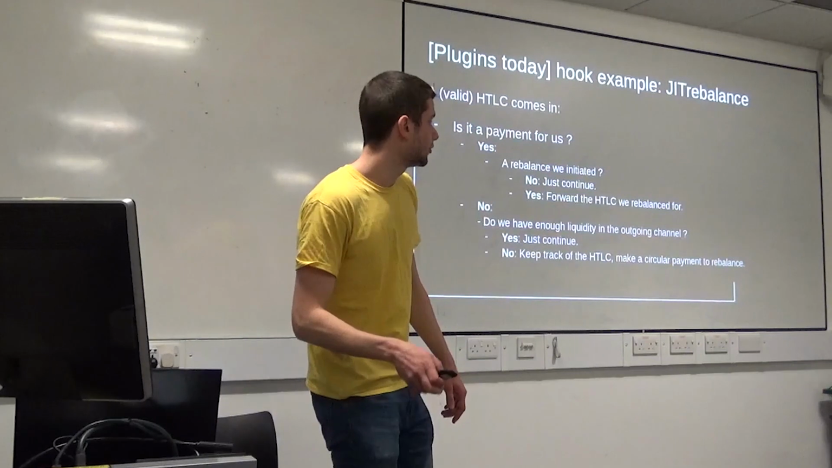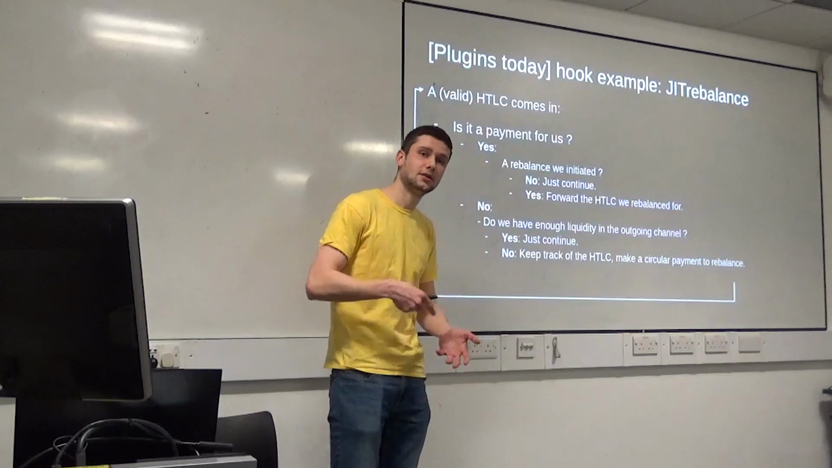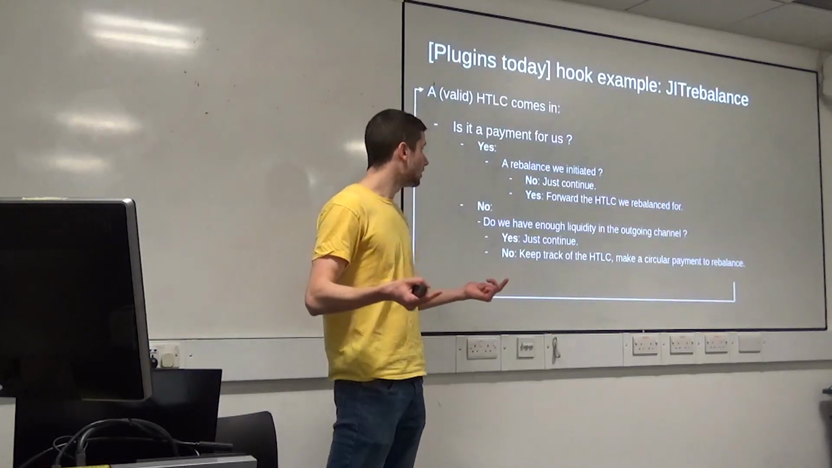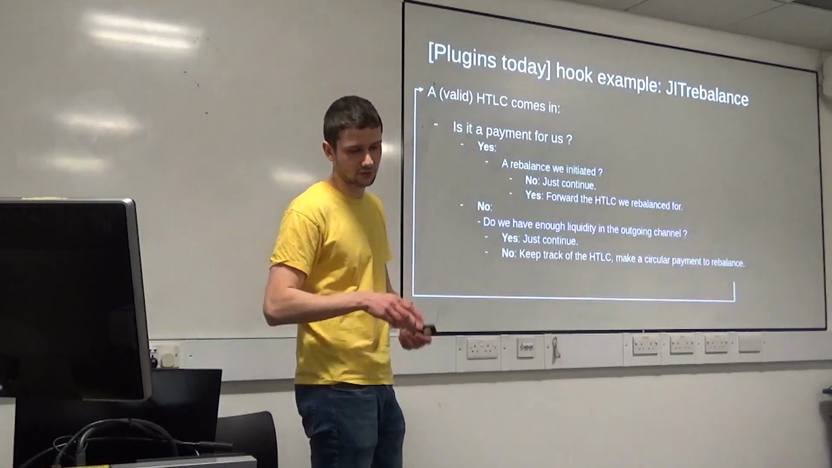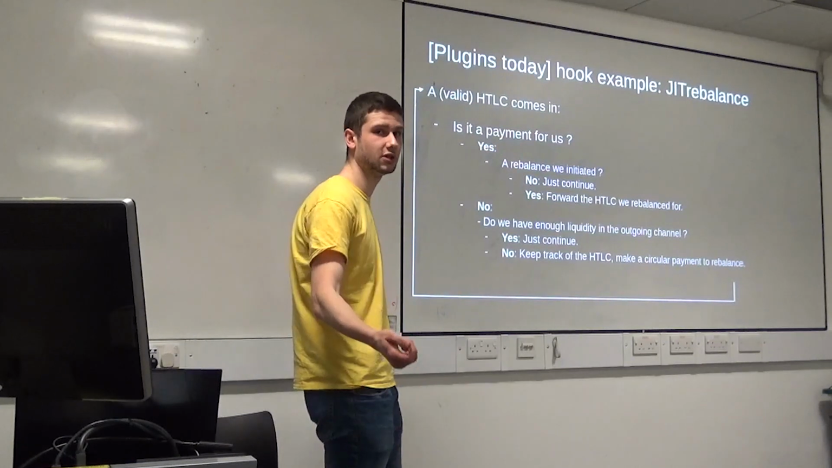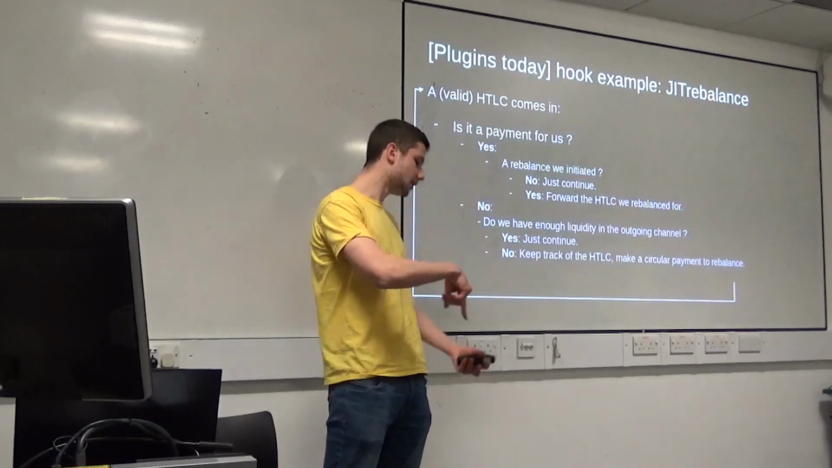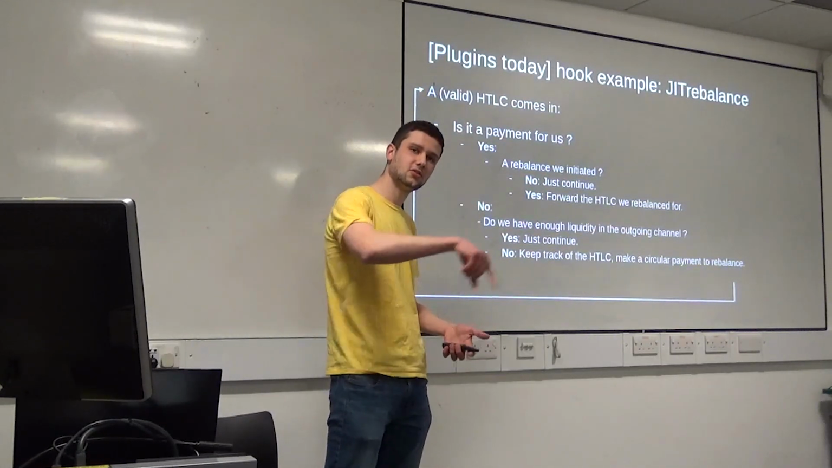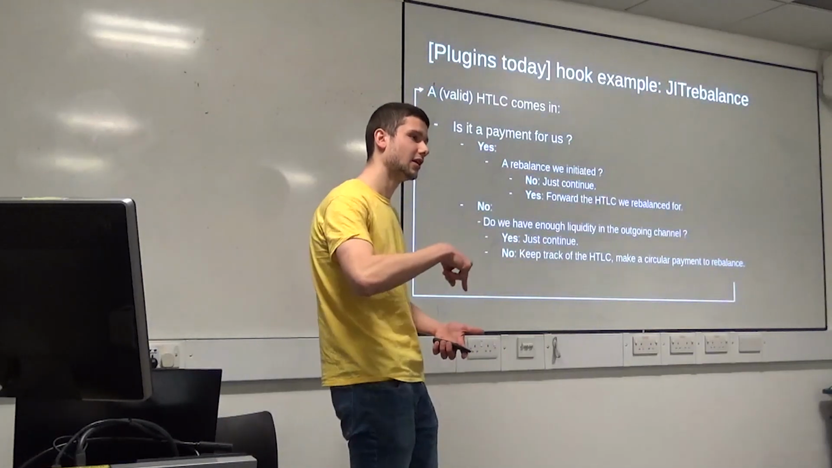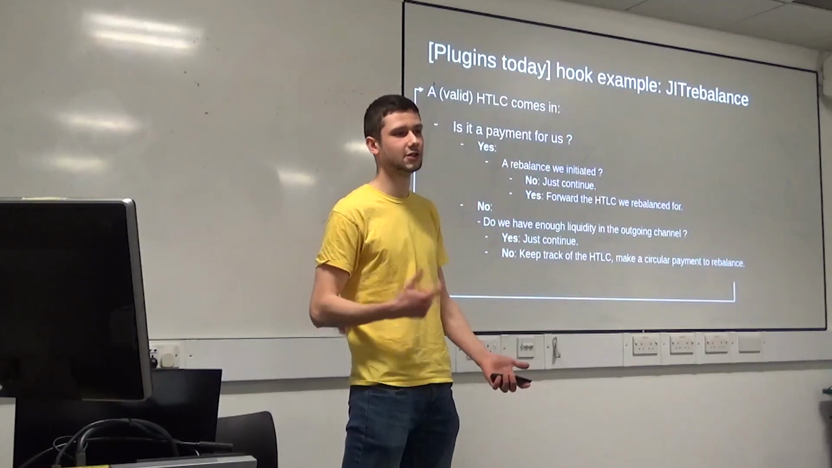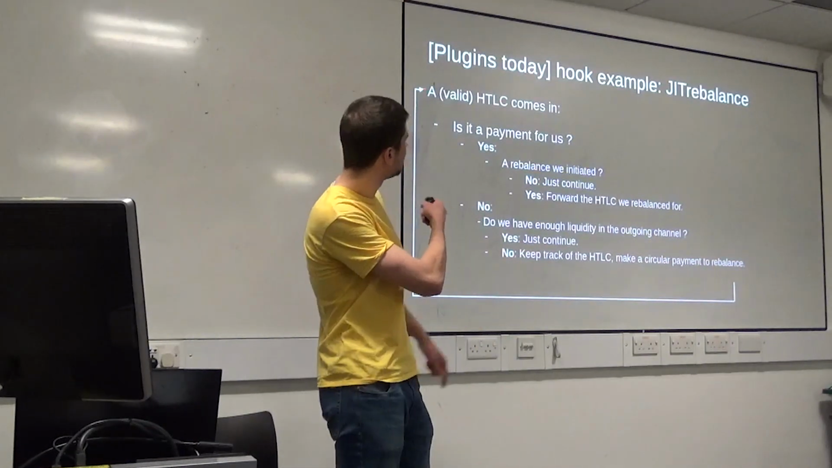So what the plugin does is register to the htlc_accepted hook. Once an HTLC comes in, if the HTLC is not a payment for us, we have to forward this HTLC. It checks if the outgoing channel has enough outgoing liquidity. If it doesn't, it makes a circular payment to rebalance this channel. And so this will trigger another htlc_accepted hook, because this is effectively an HTLC for ourselves that we create. So we'll come back to the beginning.